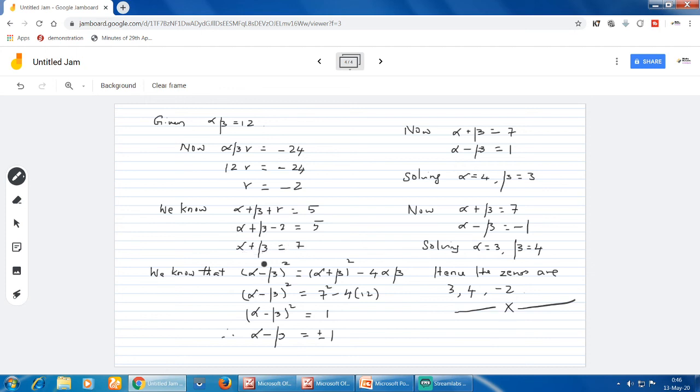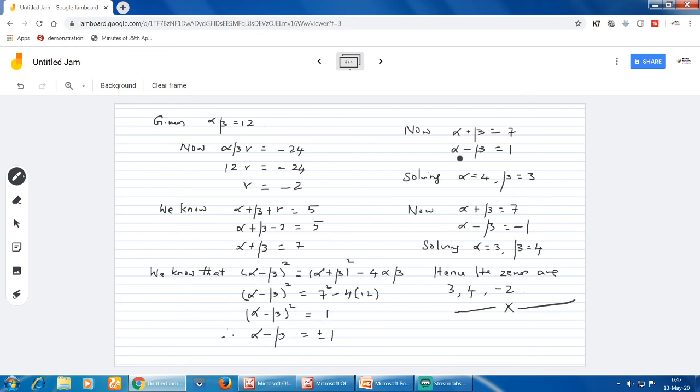Now for this you have to find alpha minus beta, so that you can solve these two to get alpha and beta. For that you have to use this formula, very important. Just note down this formula: alpha minus beta whole square is alpha plus beta whole square minus 4 alpha beta. Now we substitute alpha plus beta and alpha beta here, so that alpha minus beta whole square is 1, and you get alpha minus beta equal to plus or minus 1.